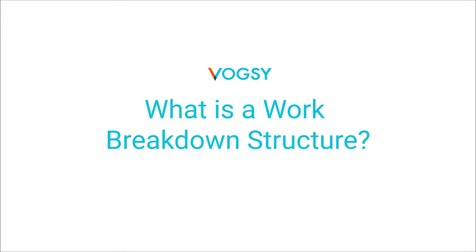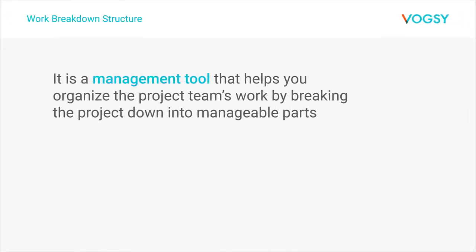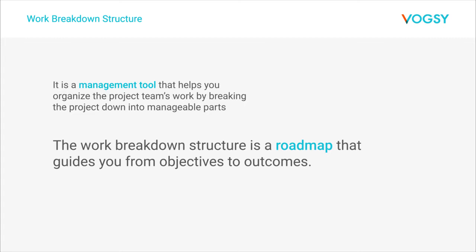What is a work breakdown structure? It's a management tool that helps you organize the project team's work by breaking the project down into manageable parts. The work breakdown structure is a roadmap that guides you from objectives to outcomes.